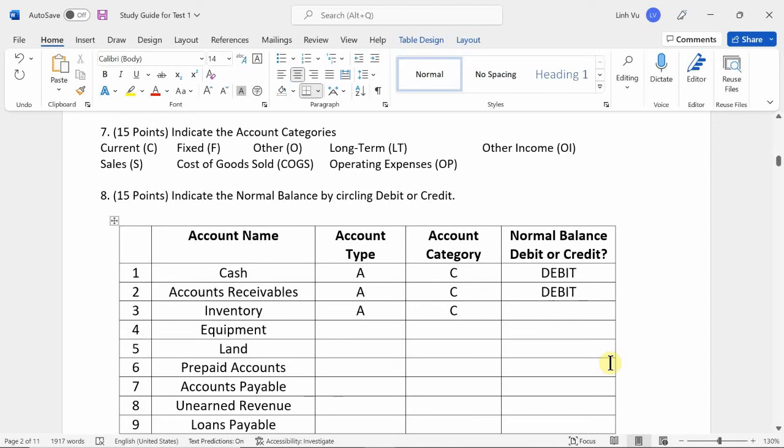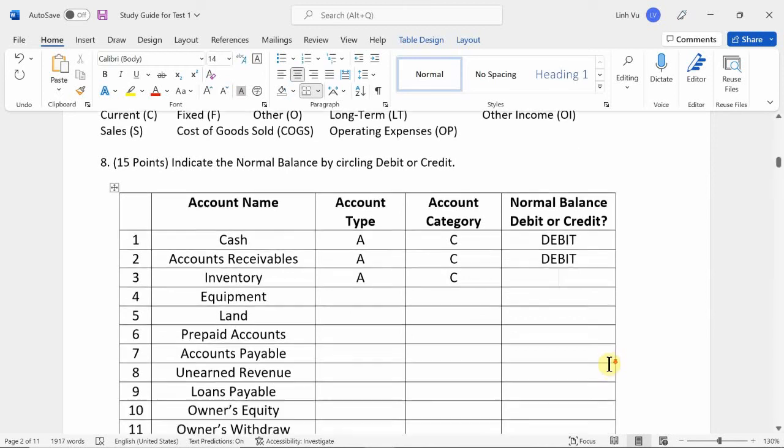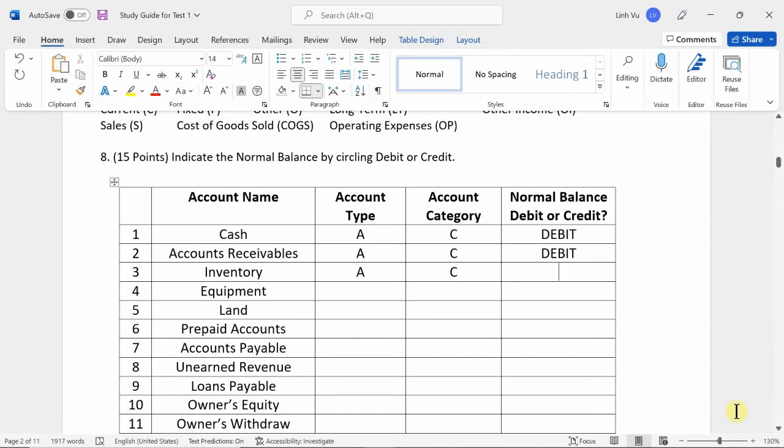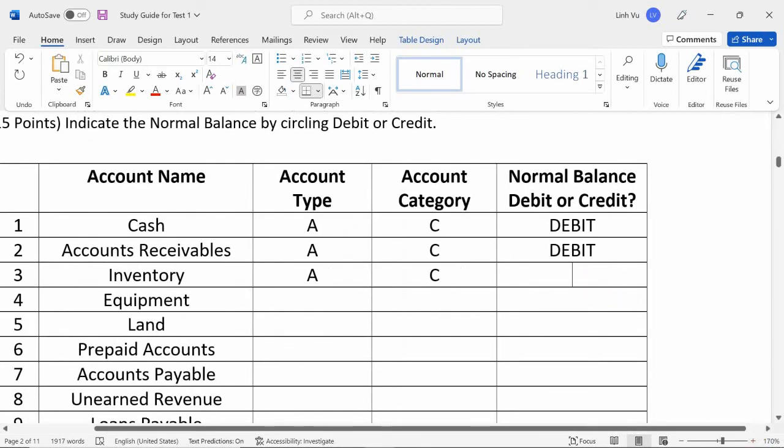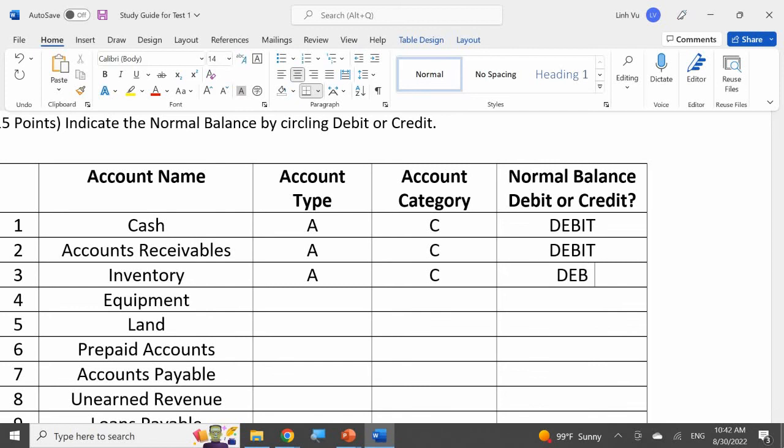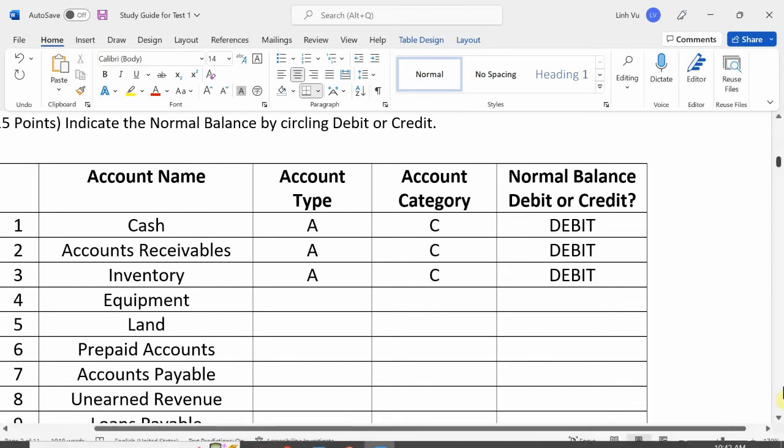So then, what kind of normal balance would this have? A debit. Yes, it would have a debit balance.